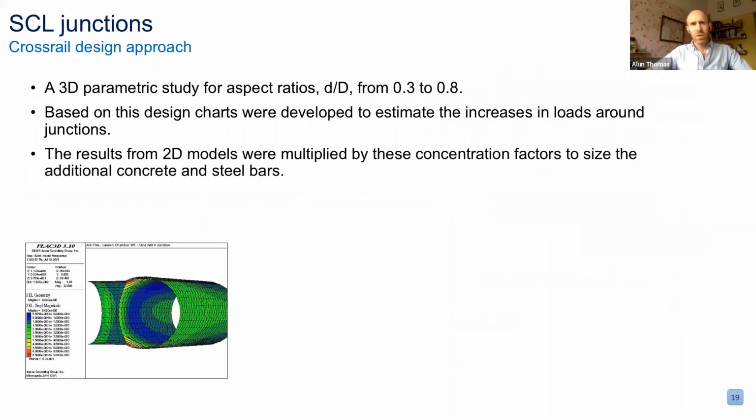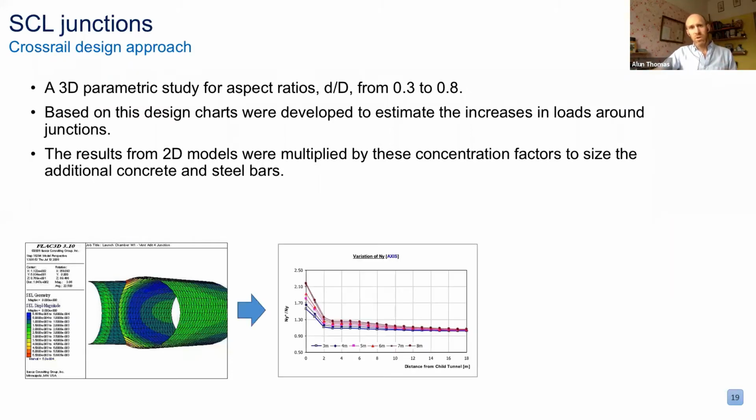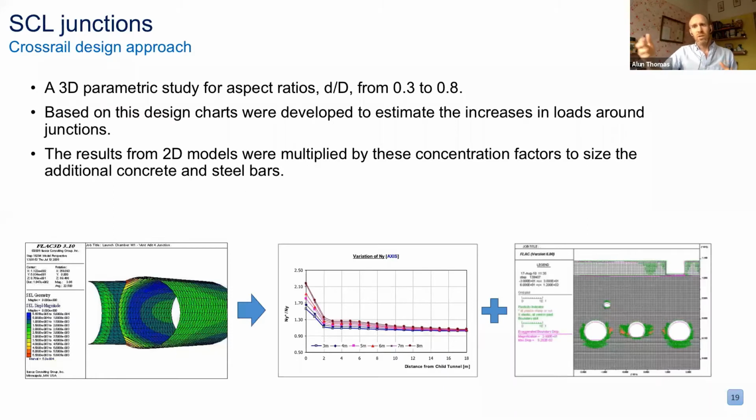In terms of the actual design of the junctions, because there were so many, and we had 5 or 6 stations to design, the approach we took was to do a parametric study with the 3D model. It was done by my colleagues in the Budapest office of Mott MacDonald. From that parametric study, we created some design charts, and we combined that with the standard 2D cross sections that were done at regular intervals along the tunnels for the stations. That enabled us to take the information from the 2D models, elevate the loads to account for the fact that there's a junction, and then work from there for the design.